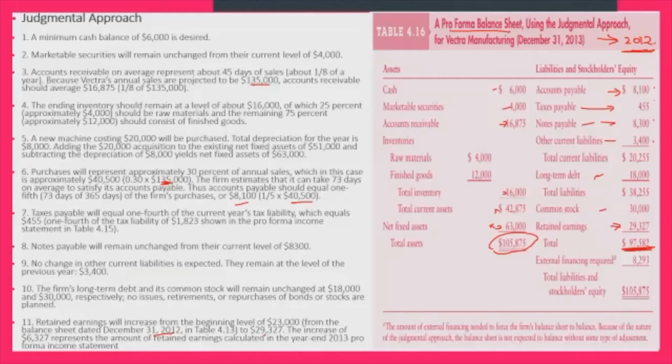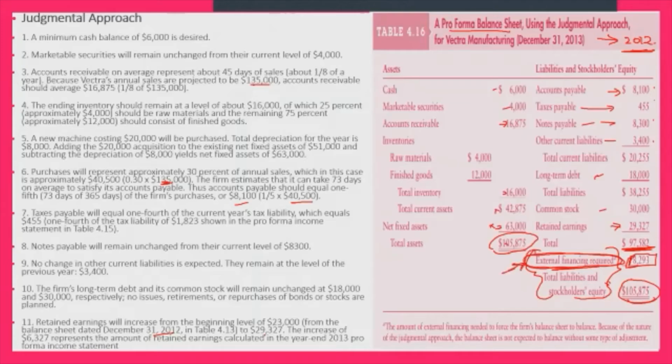However, when we total our balance sheet, it's 97,582. It doesn't balance. It's off. Compared with 105,875, this difference here is what is required total financing. The difference is 8,293 to balance it, to make it equal. So this external required financing is what we would need for our balance sheet to balance. This is what we need, some external financing.